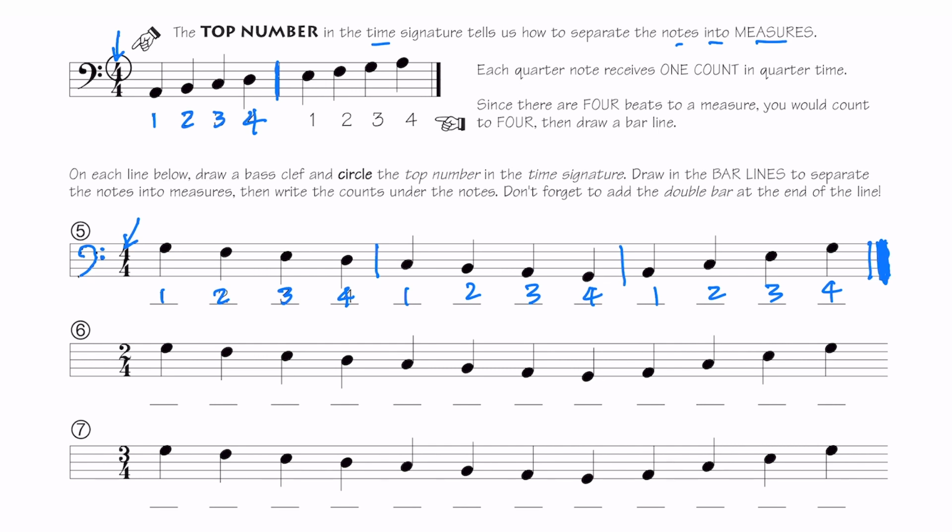All right. Number 6. Let's start off by drawing our bass clef. Don't forget your dots. Now I've changed the number to 2. So if I go 1, 2, I don't keep going 3, 4. I draw a bar line after every 2. So I'm going to do this pretty quick. 1, 2, bar line. 1, 2, bar line. 1, 2. Once I get to the end, I'll try to do this better. Double bar line at the end. All right, you get the hang of it.